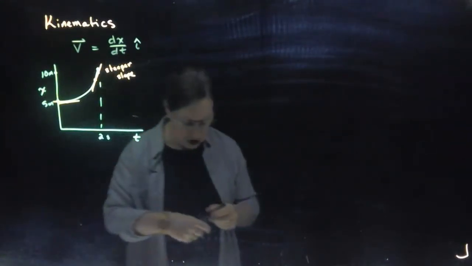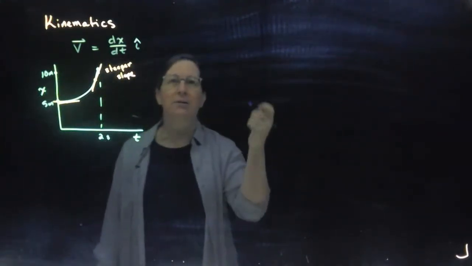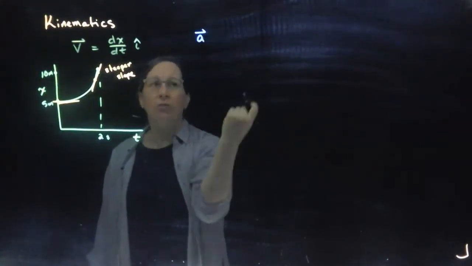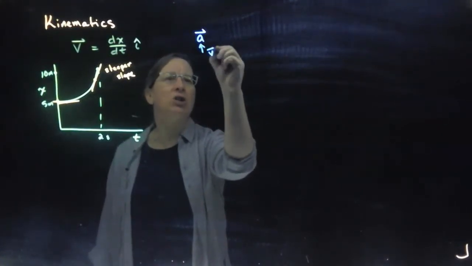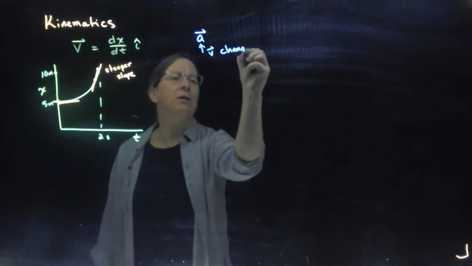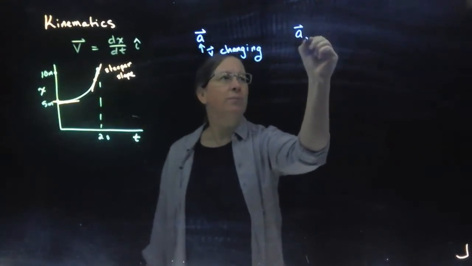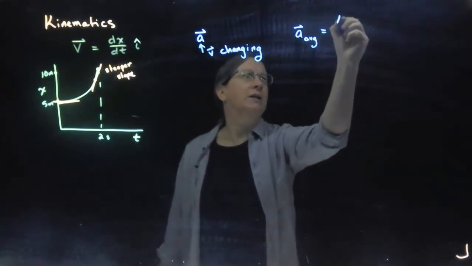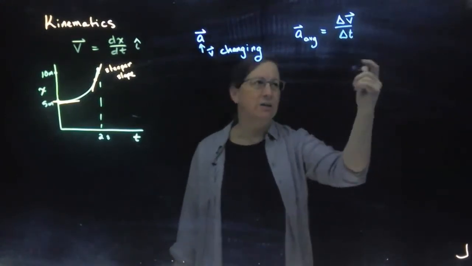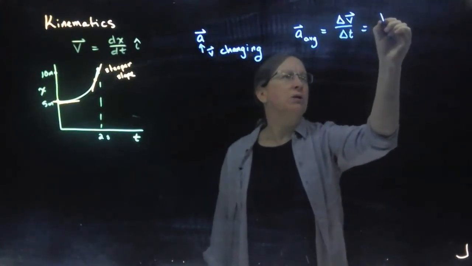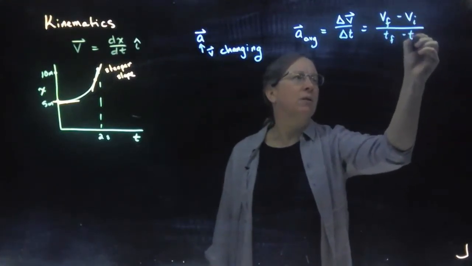And so if we have a changing velocity, then we call that an acceleration. So I don't think you'll be surprised to see that an acceleration we define the same way. This tells us about how much the velocity is changing. And it's defined in the same way. We have an average acceleration, which is delta v over delta t, our change in velocity over time, which in this case is just going to be v final minus v initial over time final minus time initial.